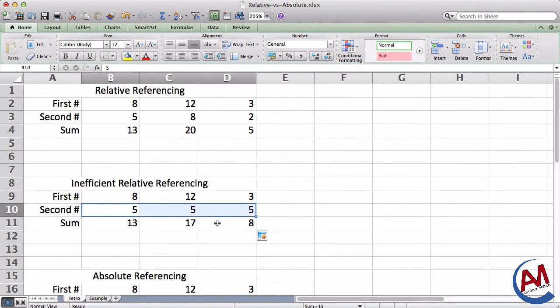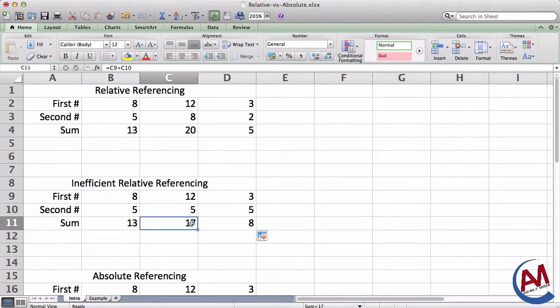We can make this a lot simpler and a lot neater by only using one cell to represent the same number that's repeated, especially if there's, let's say, 500 columns and this number is copied 500 times. It looks more complex, and it's not really necessary at all. We can just use one cell to represent it. And this is where absolute referencing becomes really important.